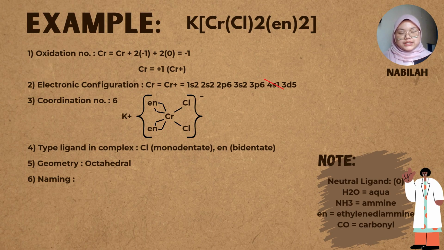The coordination number is 6 because chromium is bonded to 2 chloride ions and 2 bidentate ethylenediamine ligands. The geometry of this complex is octahedral. The final name is potassium dichlorobis(ethylenediamine)chromate(I).